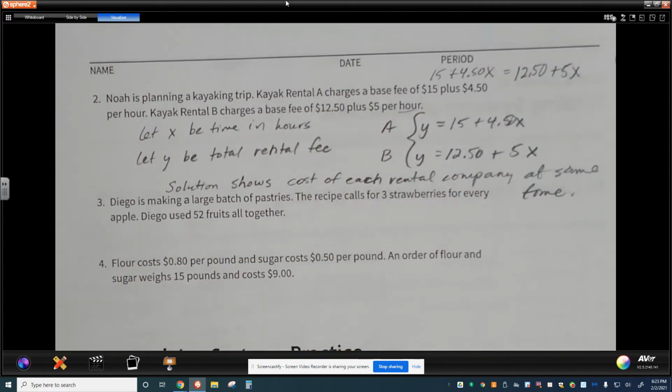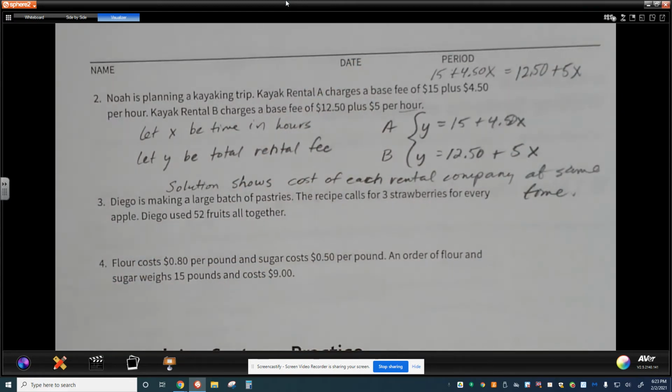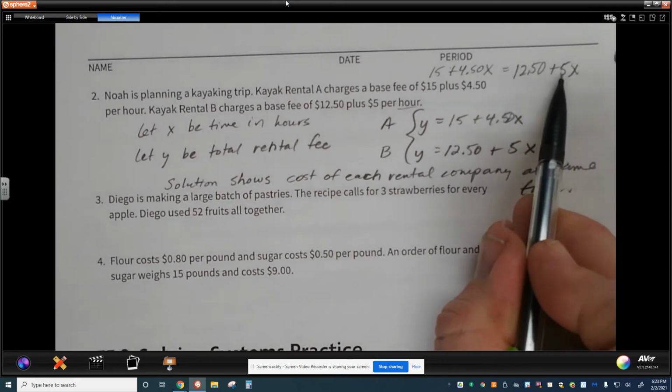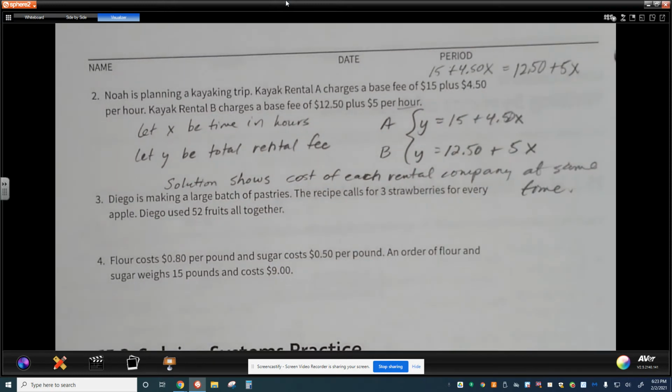And when I find out that x, I find out exactly how long I can have the kayak for the exact same cost at the two companies. And then I determine which company is better. So this company is better for short term. This company is better for long term.